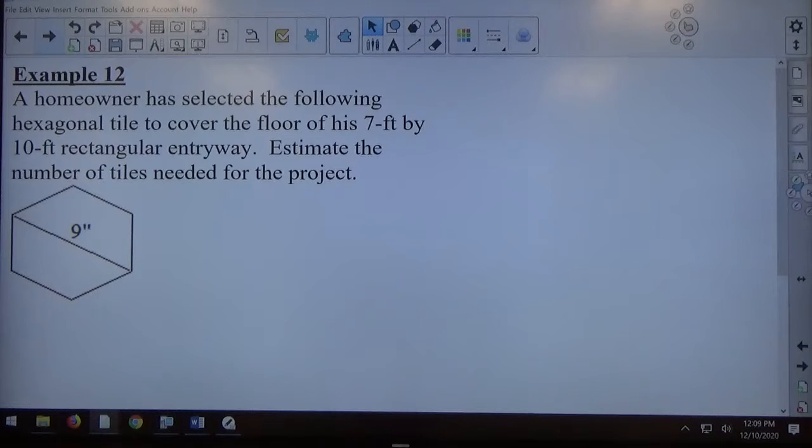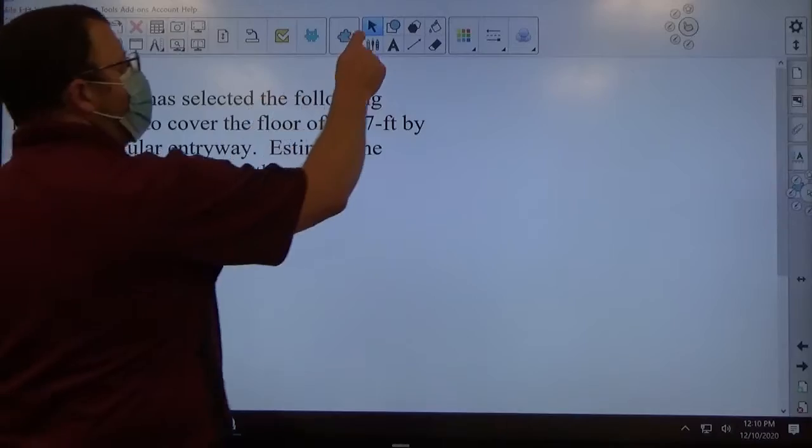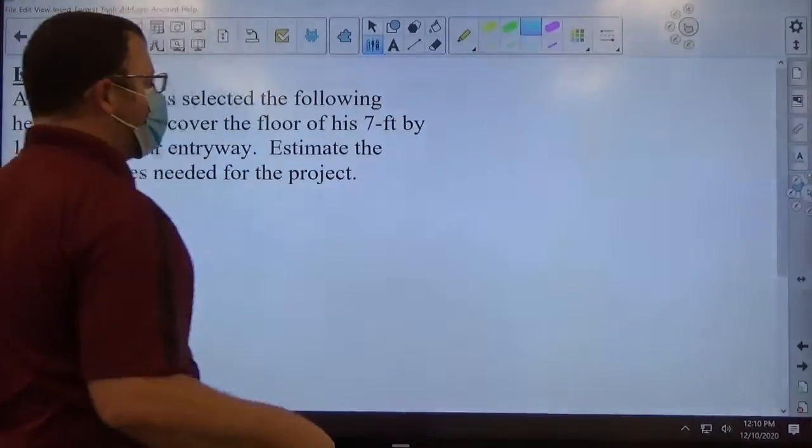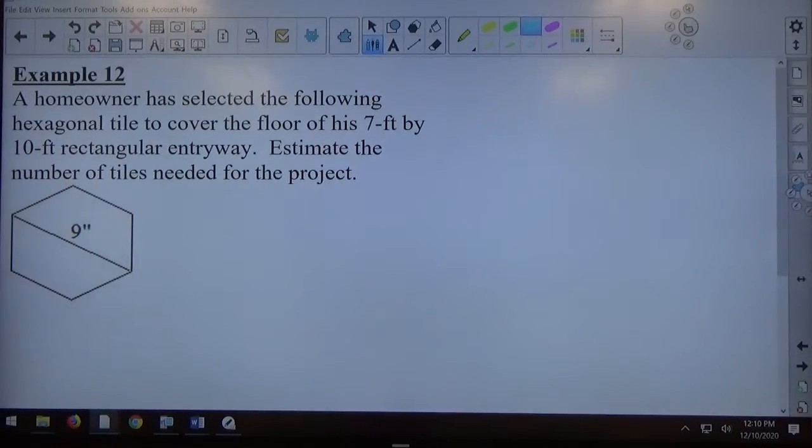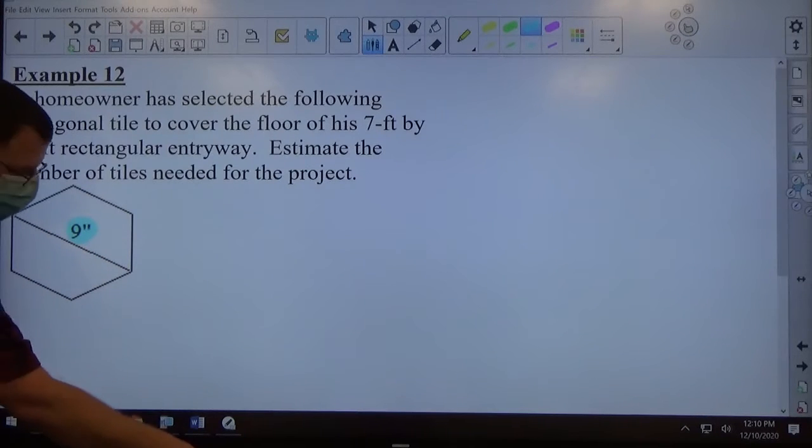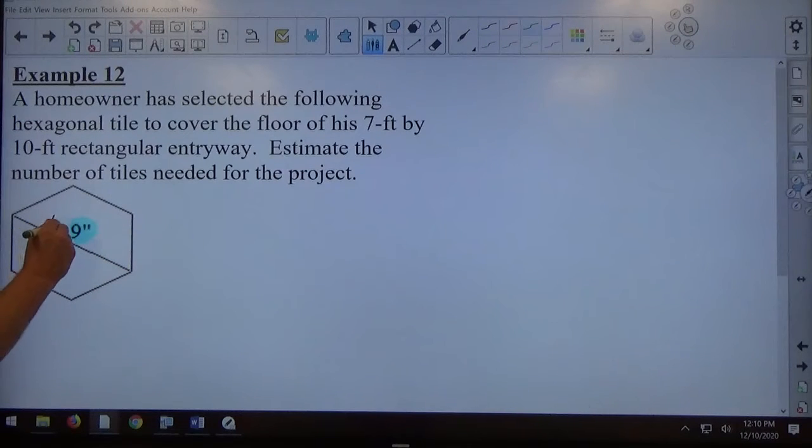Estimate the number of tiles needed for the project. And again, first thing I do before I start estimating project cost and stuff like that is I make sure the units are of the same type, or if they aren't, I need to determine how I'm going to deal with that scenario. So each tile is 9 inches across, corner to corner, right? So that's the D value, right? It's not flat to flat, it's corner to corner. So D is 9 inches.